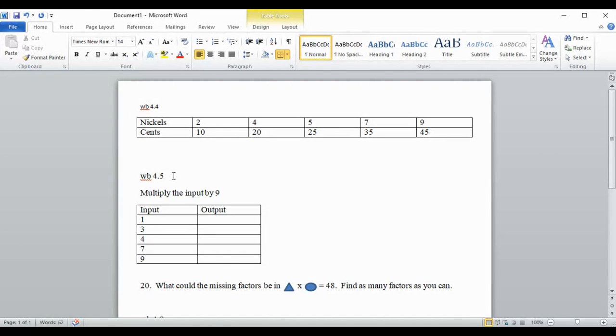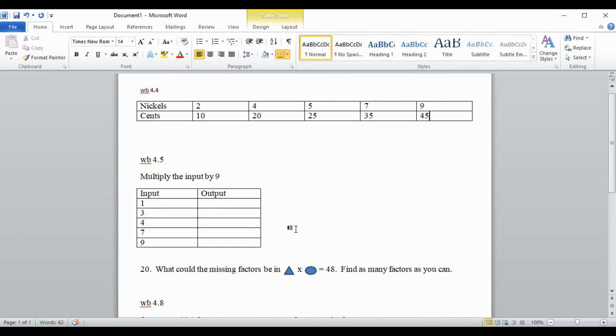Then when you get to workbook page 45, there's another kind of input-output chart that gives you the rule up here. And it goes vertically instead of horizontally like this one did. So that's the difference there. And what this rule says is multiply the input by whatever number it tells you up here. And this one tells you by 9.